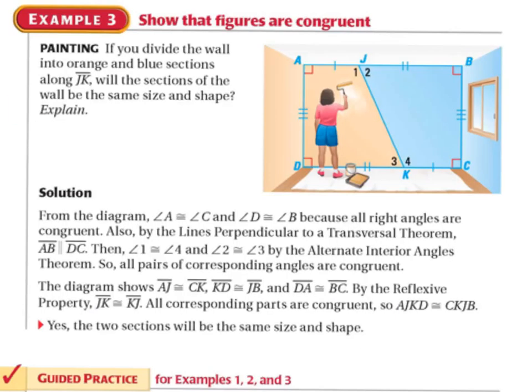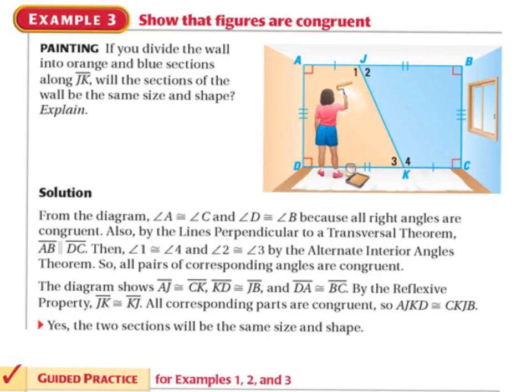Okay, so here's example 3. So the question says, if you divide the wall into orange and blue sections along line segment JK, so JK right here, will the sections of the wall be the same size and shape? Explain. Okay, so we have most of the information that we need here. We have side 1, side 1. We have our side 2 congruent to side 2. We have our side 3 to side 3.